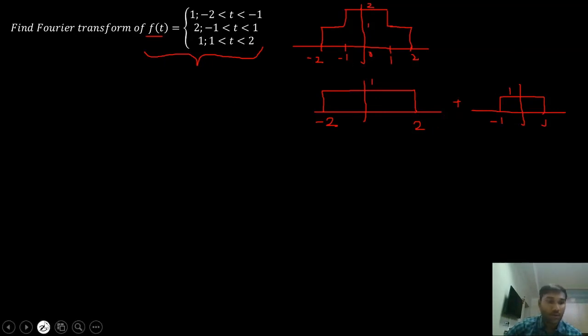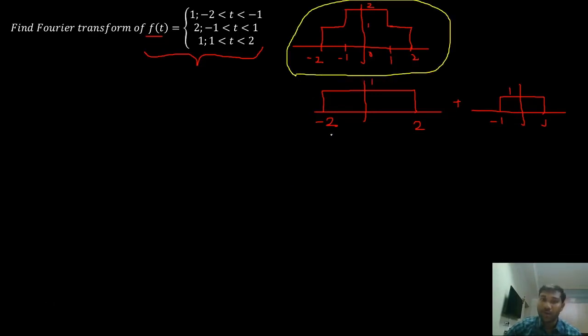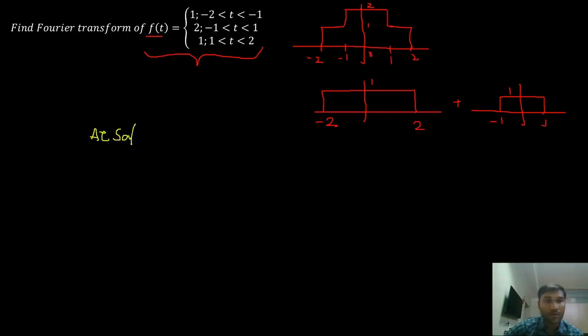Fourier transform of this f of t is nothing but the Fourier transform of this function here, minus 2 to 2, plus the Fourier transform of the second function, right? It is the Fourier transform of two rectangular functions. So let me calculate the Fourier transform. What is the Fourier transform of a rectangular function? A tau sampling of omega tau by 2, right? Here tau is the pulse width and A is the amplitude.